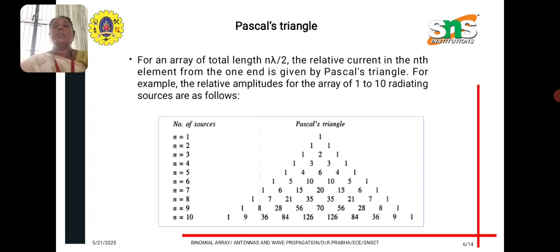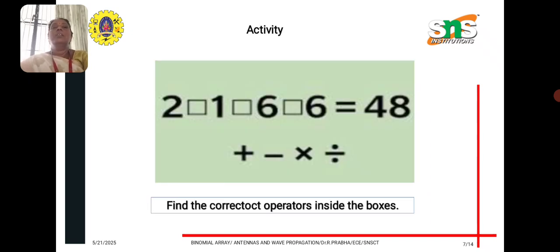For example, the relative amplitudes for an array of 1 to 10 radiating sources are as follows. For n equal to 1, according to Pascal's triangle it is 1. For n equal to 2, it is 1, 1. For n equal to 3, the first and last elements are always 1, and the middle element is calculated from the previous two elements, that is 2, obtained by 1 plus 1. Similarly, n equal to 4 contains 1, 3, 3, 1. The last two elements are always 1, and the middle elements are obtained by adding the previous row's adjacent elements. In this way Pascal's triangle is designated. And now the activity.